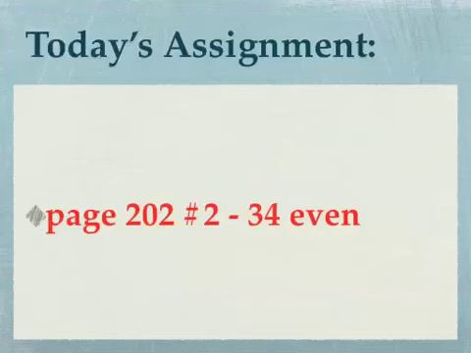Today's assignment is on page 202, numbers 2 through 34 even.